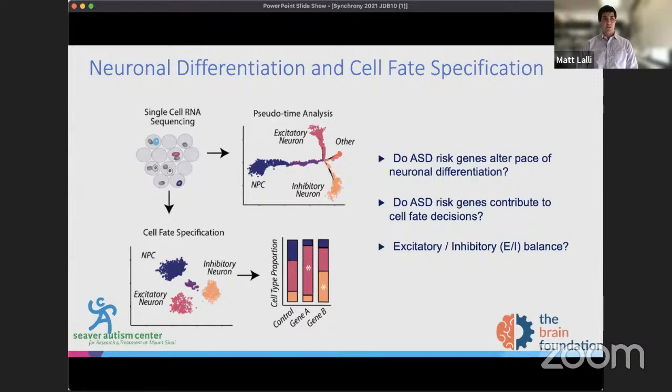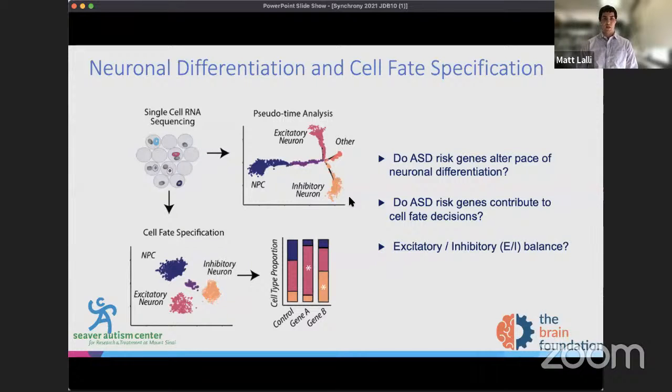But we can also ask some other questions in our single cell data. Without getting into too much detail, and for more details you can refer back to my 2020 paper, we can also use this data to investigate whether ASD risk genes alter the pace of neuronal differentiation. Our data ends up looking something like this when you plot it in this pseudotime analysis, where you can see that differentiating cells choose their fate.